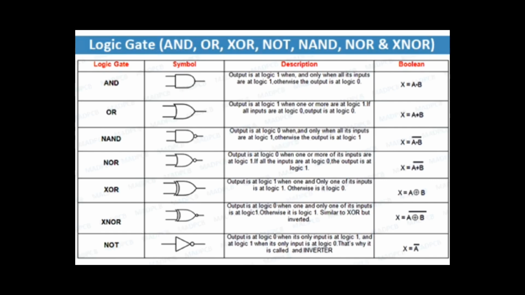XOR: X equals A XOR B. Output is at logic 1 when one and only one of its inputs is at logic 1. Otherwise it is logic 0. XNOR: X equals A XNOR B. Output is at logic 0 when one and only one of its inputs is at logic 1. Otherwise it is logic 1. Similar to XOR but inverted. NOT: Output is at logic 0 when its only input is at logic 1, and at logic 1 when its only input is at logic 0. That's why it is called an inverter.